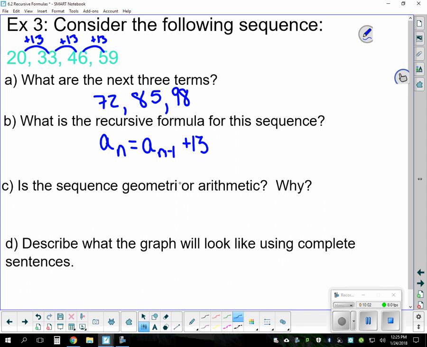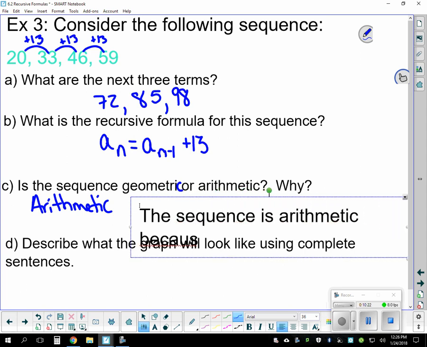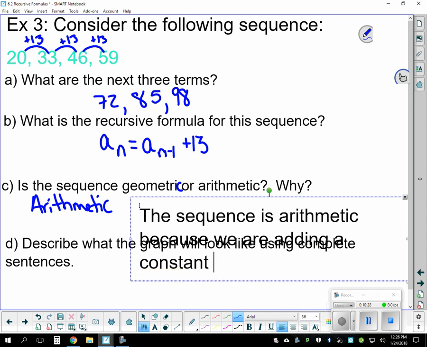Is this sequence geometric or arithmetic, and why? You're adding the same number each time, so that makes it arithmetic. And let's make it a nice, neat sentence. So let's say the sequence is arithmetic because we are adding a constant each time.